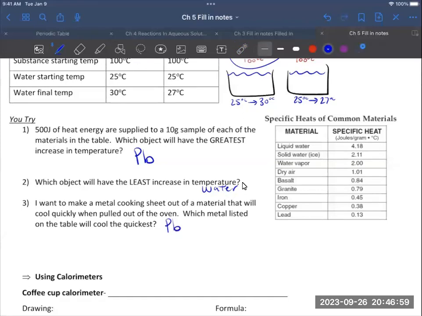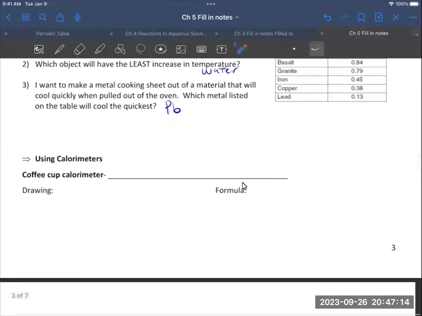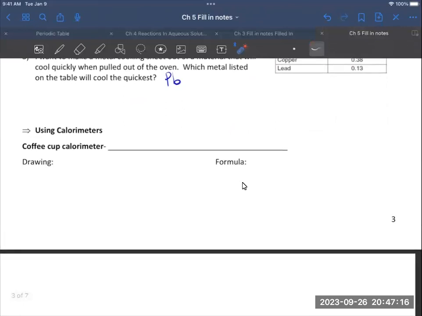And the metal that would cool the slowest, let's see, we only have 3 metal options. The metal that would cool the slowest would be the iron, because that would have to lose more heat energy per joule in order to drop in temperature. So that is specific heat. If you have more questions, feel free to ask me or Mr. Leiter.